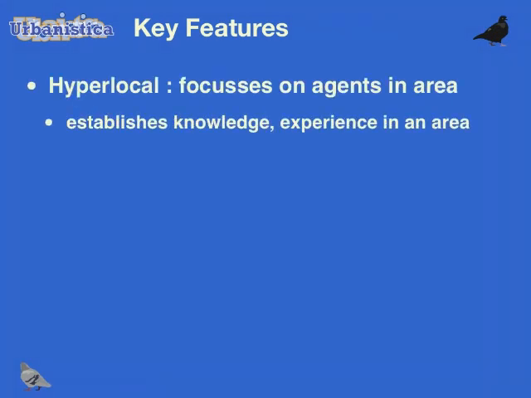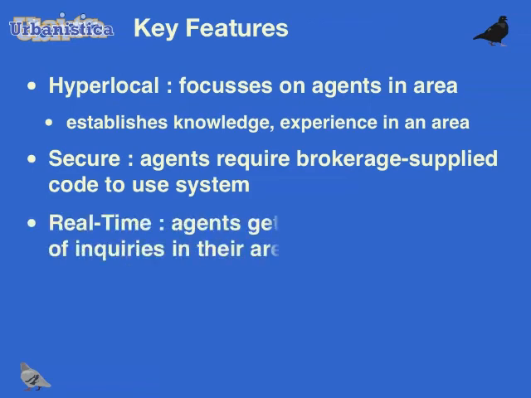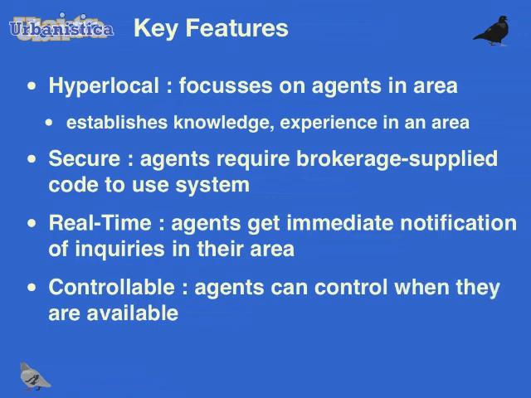Let's review the key features of Urbanistica's Agent Finder application. It's hyper-local. By focusing on agents in an area, it establishes your agent knowledge and experience. It's secure because agents require a brokerage-supplied code to use the system. Non-agents can't use the system, as we've seen. And real-time, that is to say, those people in that 25 to 40 age group that are looking for an immediate response are more likely to get it because agents get immediate notification at the times they are available of inquiries in their area.